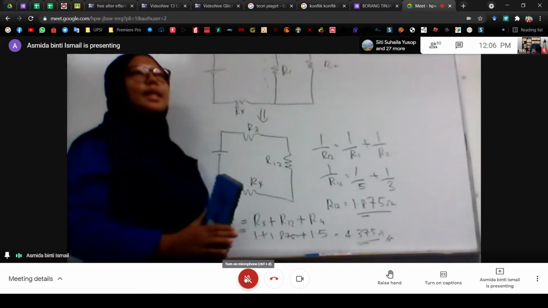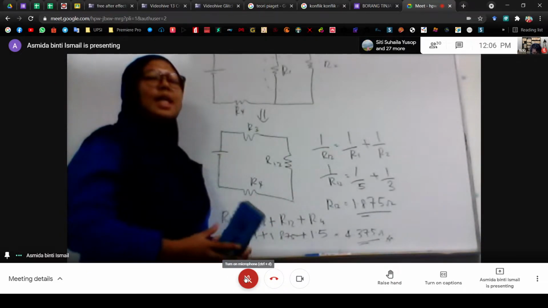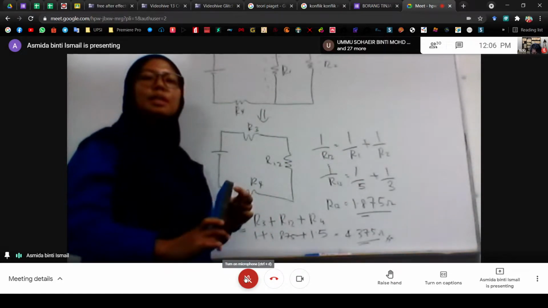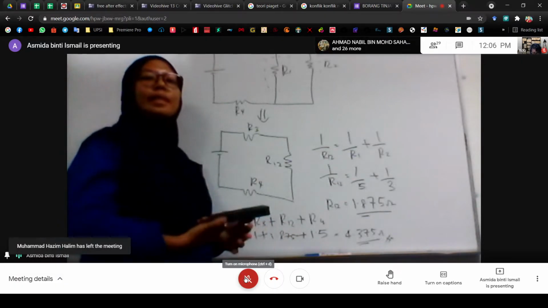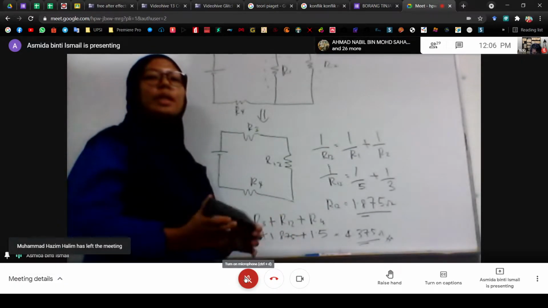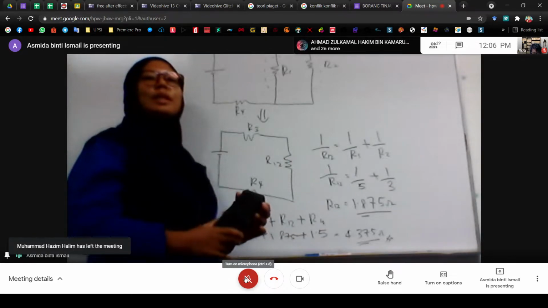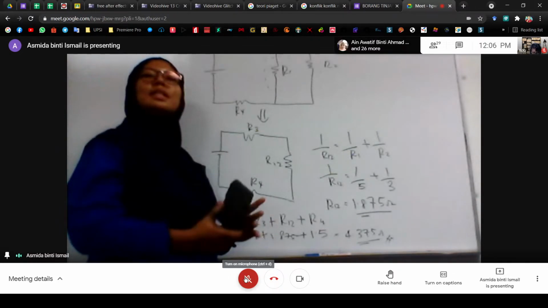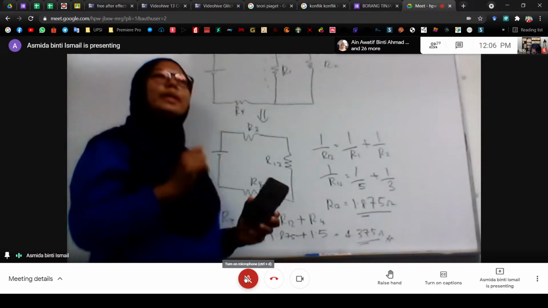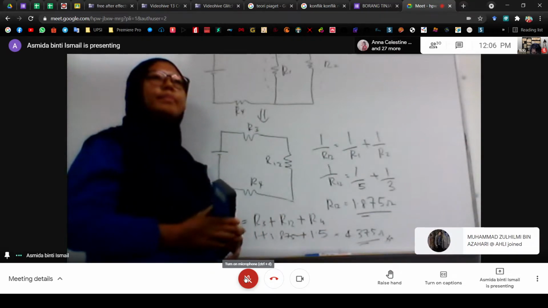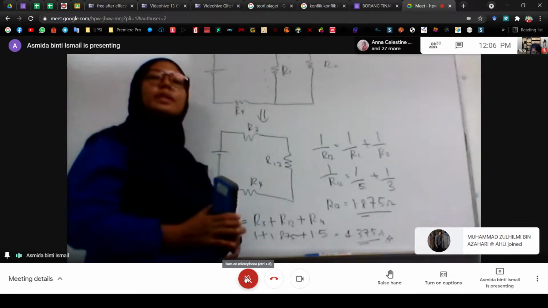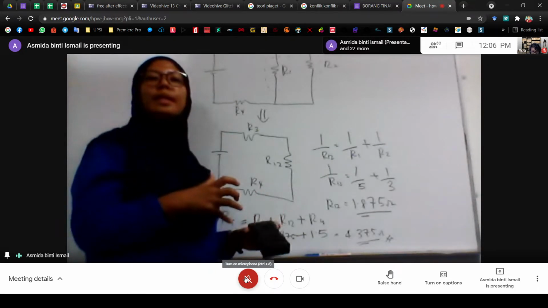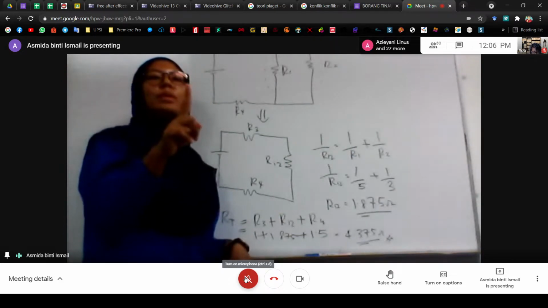Hari ni kita belajar kira total resistance je. Kita tak masuk lagi how to calculate the current, how to calculate the voltage, how to calculate the power in the circuit. Okay. So today, you just learn how to calculate the total resistance in the circuit. Total resistance je. So, you need to practice a lot lah. Okay. So you look at the circuit, you know how to simplify the circuit until it becomes only one resistance.